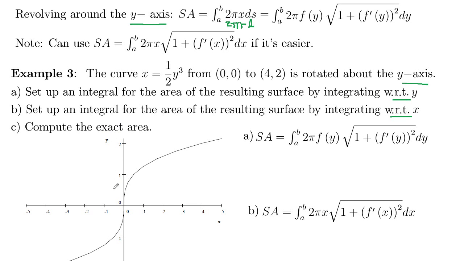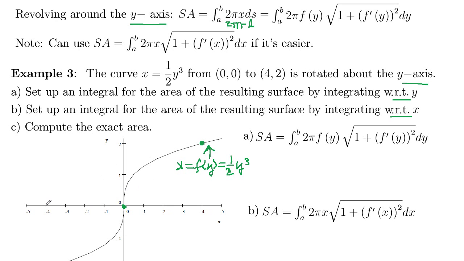So let's look at our graph here. I've got this graph that's x equals 1/2 y cubed. So that is our x, which is f of y, is 1/2 y cubed. And we're revolving around the y-axis here. So this goes from (0, 0) to the point (4, 2). So it's this piece right here that we want to revolve around.